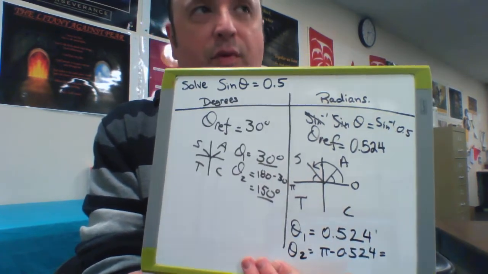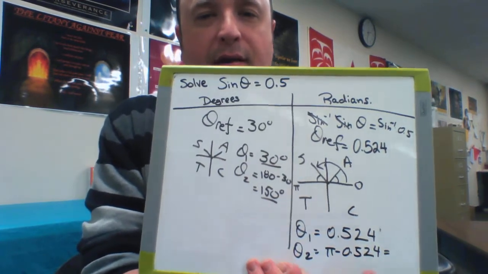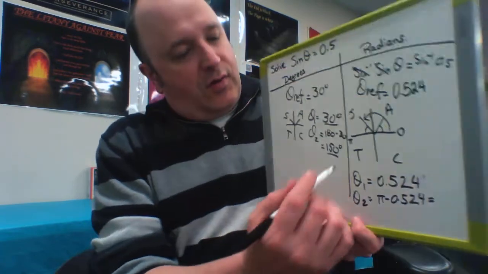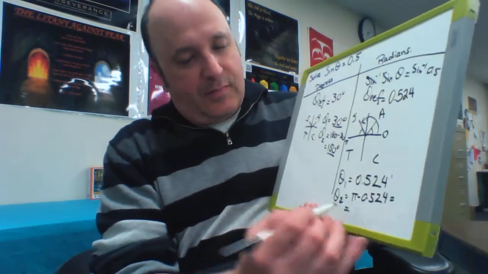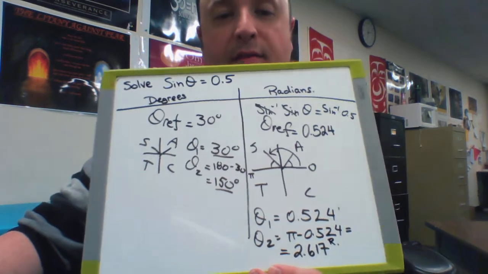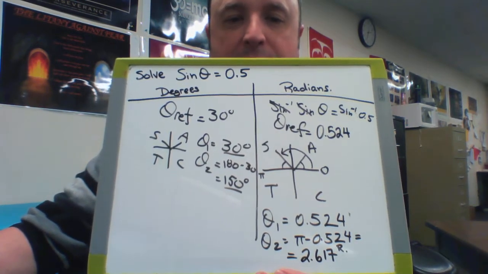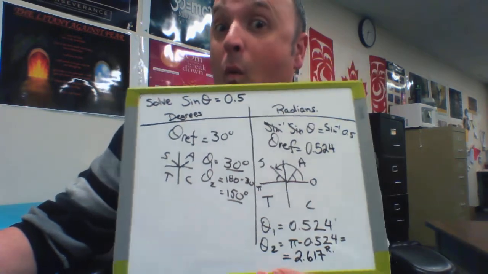And then I've got to calculate that out. Just use 3.141 for pi, or whatever you want. I'm not going to care about sig figs. So this should be, let me calculate it. Okay, so I calculate that out to be 2.617 radians. Okay, now what am I missing?